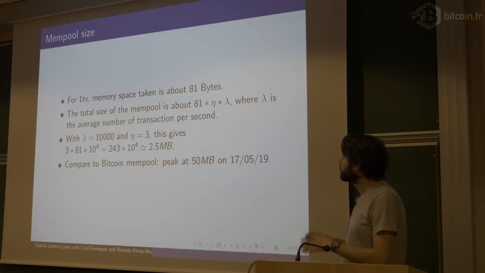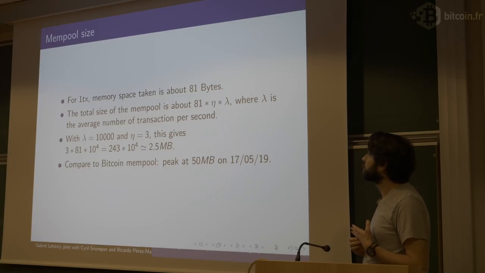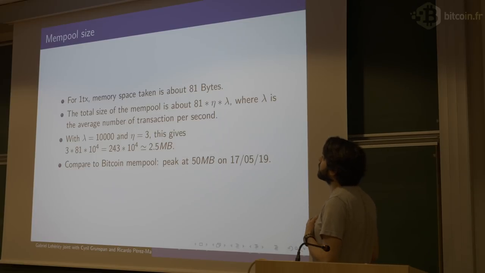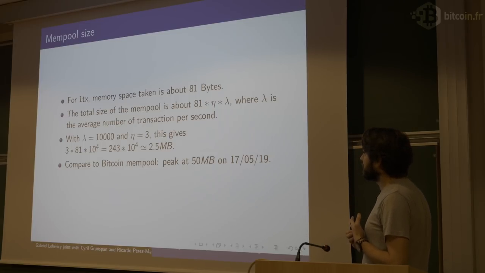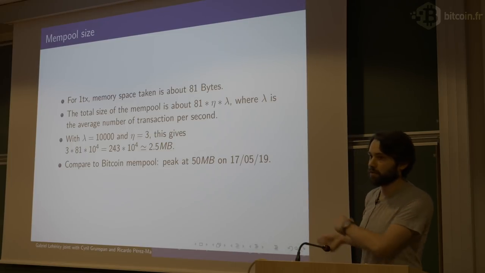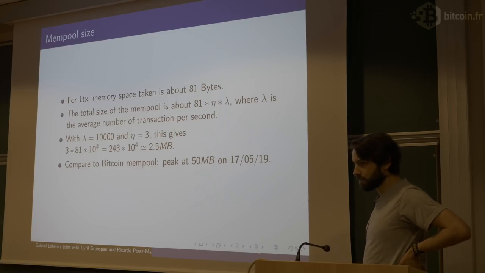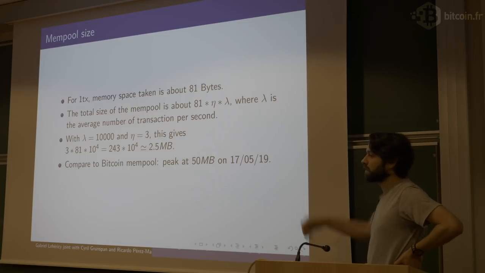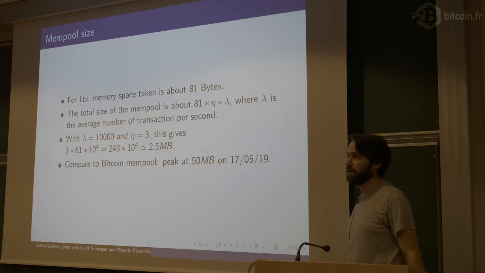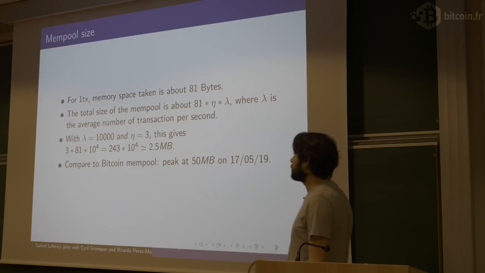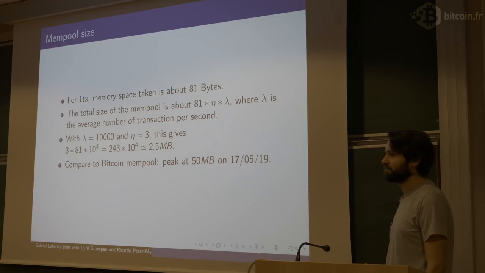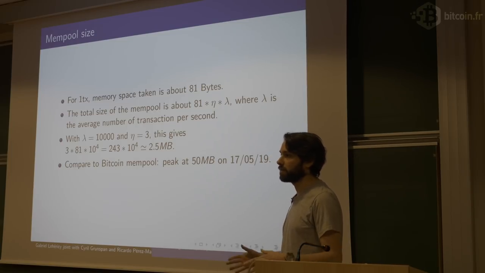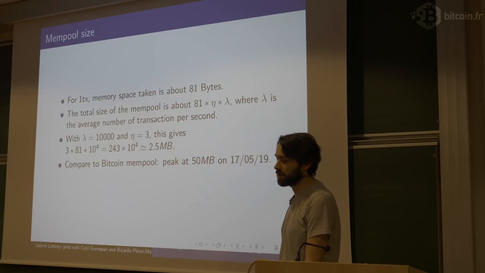Now, also estimating the total size of the mempool. I said the memory taken is 81 bytes, but as we said earlier, it's actually an upper bound. But let's say that memory space is 81 bytes. If lambda is the number of transactions per second, then the total size taken in memory will be 81 times eta times lambda. If you set, for example, lambda equal to 10,000, which is the goal that we were aiming for, then you arrive at a size of 2.5 megabytes. But again, this is a grossly estimated upper bound, which means it should actually be a lot less than that. And if you compare it to the Bitcoin mempool, it's a lot smaller than the peaks you can have on the size of the Bitcoin mempool.